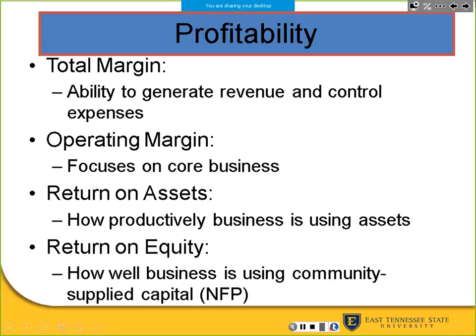When we're looking at operating margin, just think about the operations that are core to the business. We're honing in on the core operations of the business to keep the doors open. Return on assets, or ROA, looks at how productive we are in using our assets and how much revenue our assets are generating for us. And then return on equity looks at how well we're using the community-supplied capital from a not-for-profit standpoint. Good?